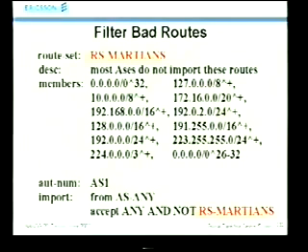Now what you might find is you would say accept the routes from this customer, and not this. Yeah? You'd filter all the bad stuff.